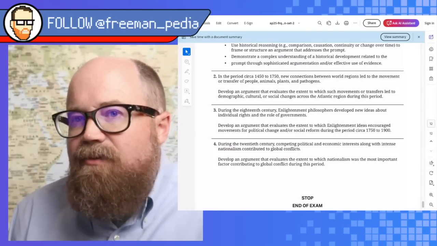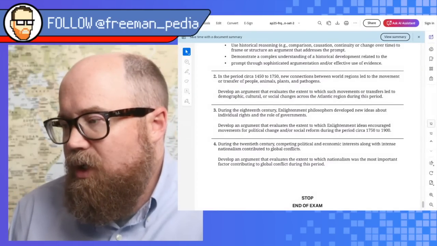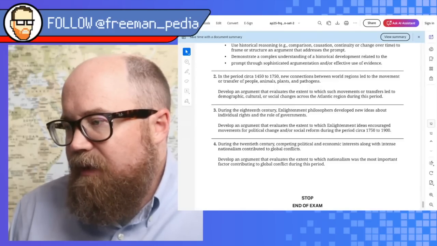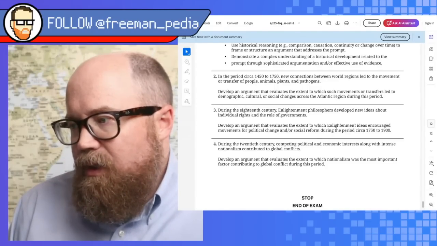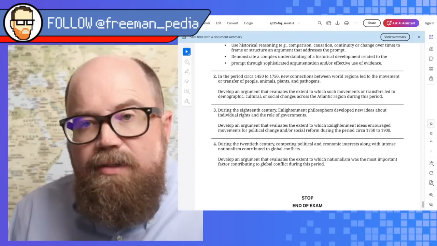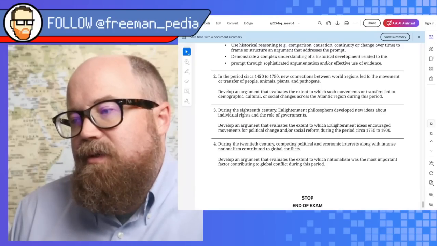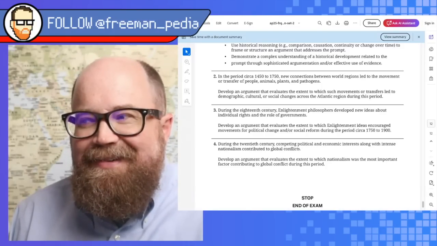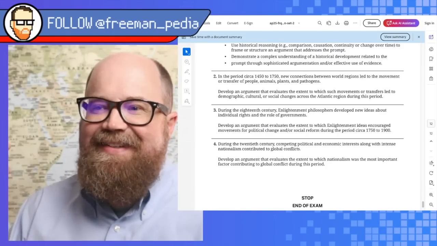Political change, every revolution. You could talk about the end of the slave trade, abolition. You could talk about 1750 to 1900 workers' rights, unions. Any of that stuff is good. I still like the other two more. I don't know. Columbian Exchange, I'm like, let's go.